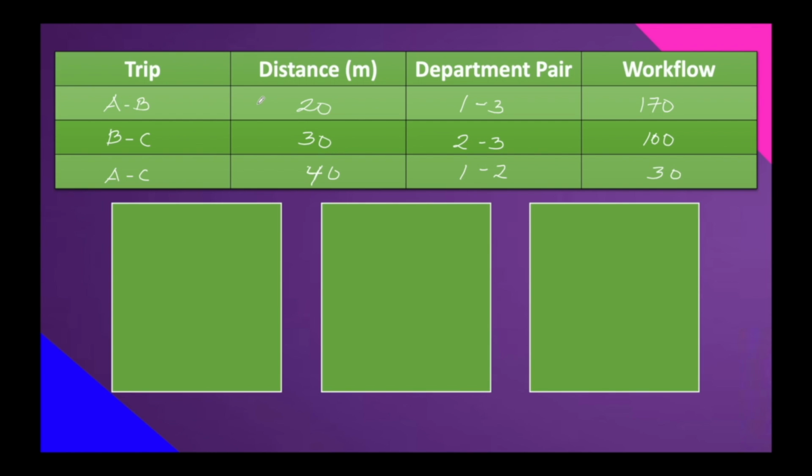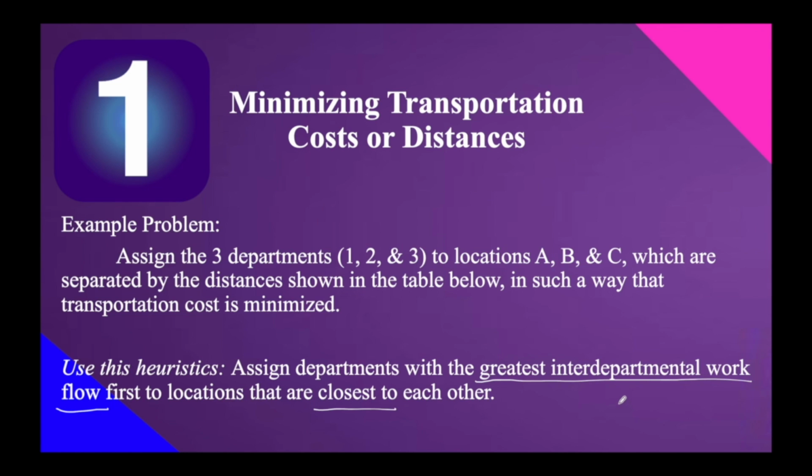The A to B should be close with each other. And again, the letters are the locations. Okay? So, here we have the location A, location B, and location C. What we're going to do based on the problem, let's go back to the problem. We should assign the departments to locations A, B, C.